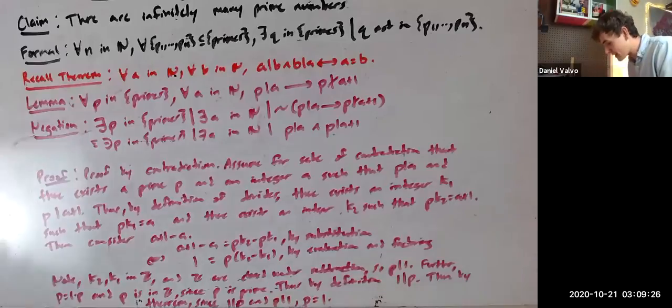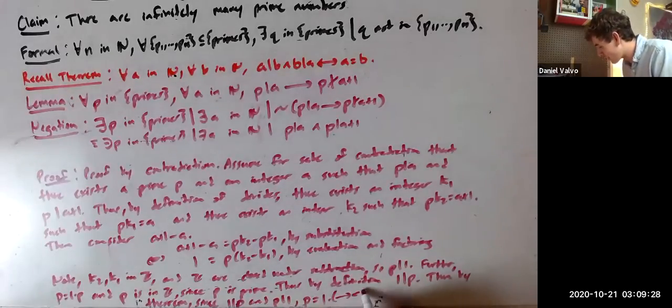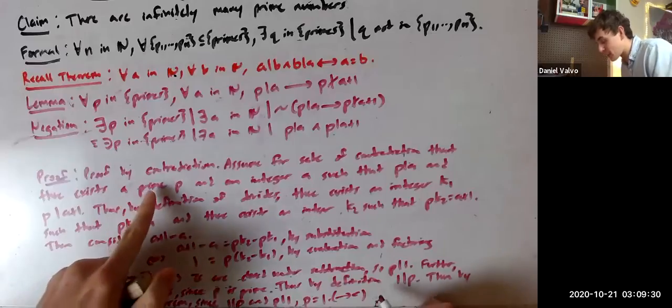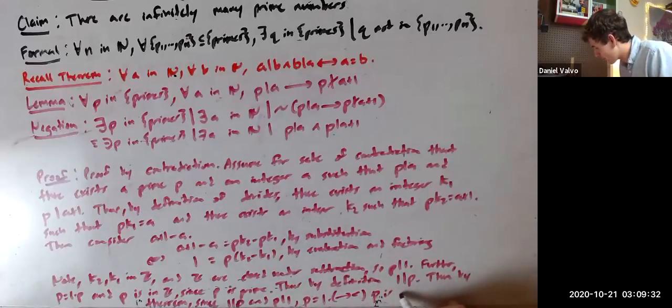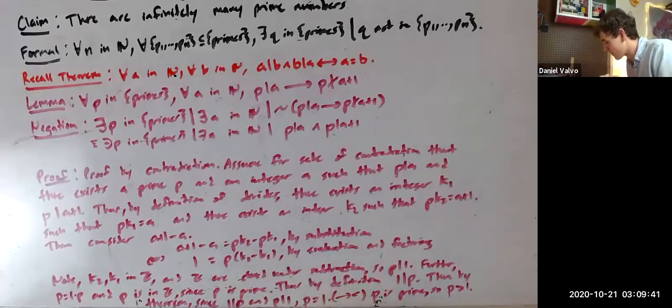So p equals 1. Why is that an issue? Contradiction. p at the very beginning is a prime, so p is greater than 1 in our definition of prime. So there's our contradiction.